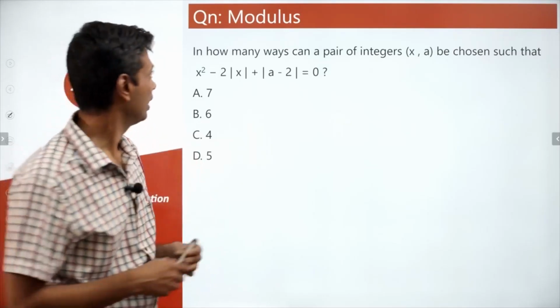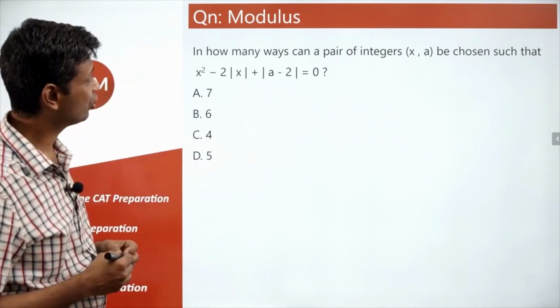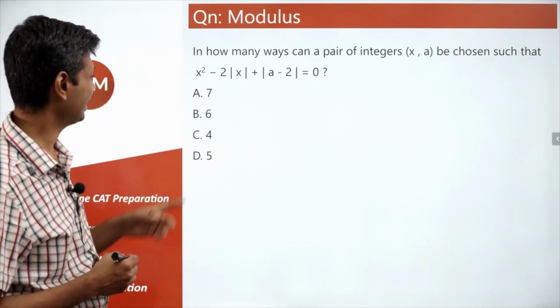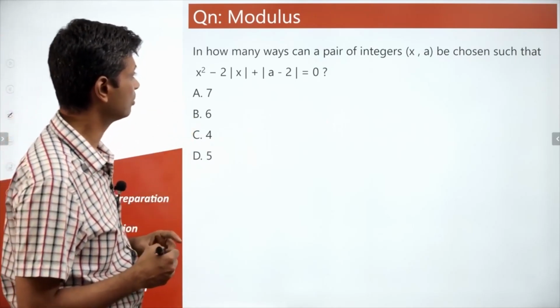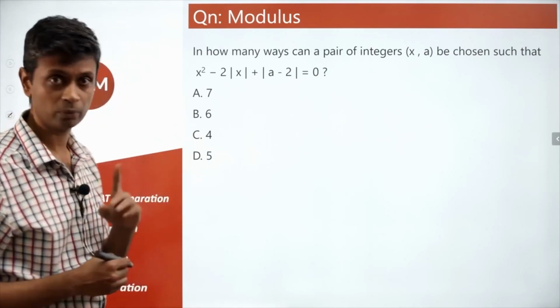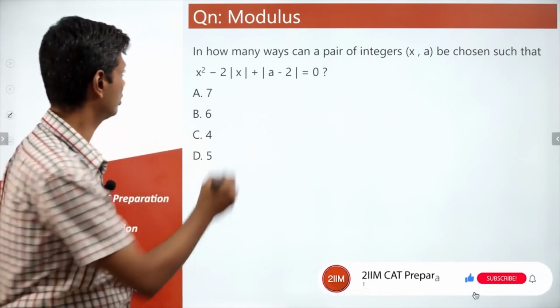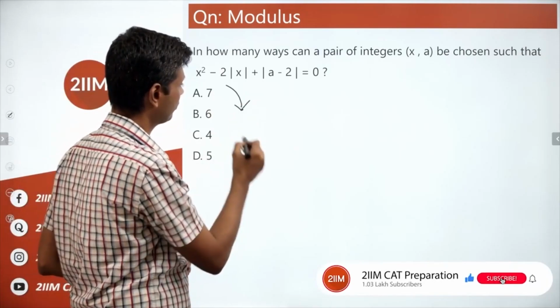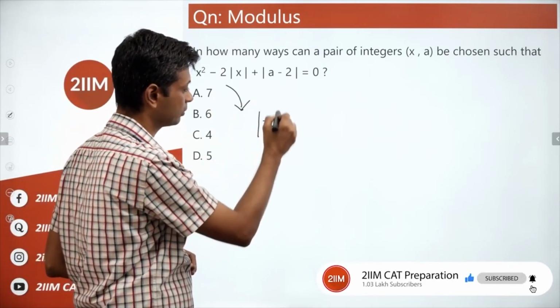Let's look at this one. In how many ways can a pair of integers x comma a be chosen such that x square minus 2 mod x plus modulus of a minus 2 is equal to 0? Lovely question, because this can be framed as an equation in mod x.